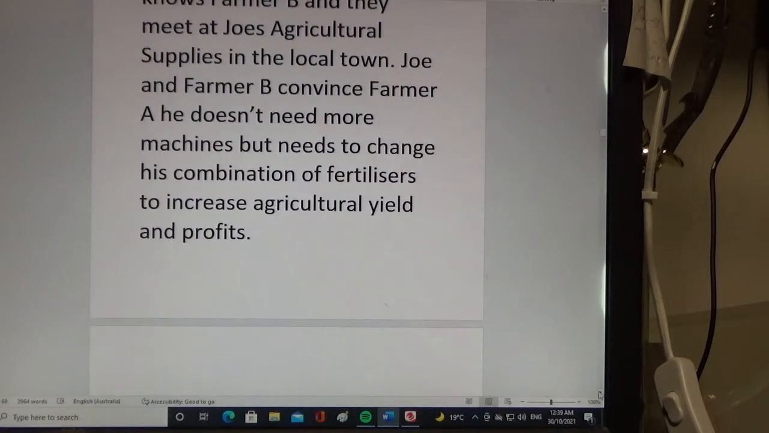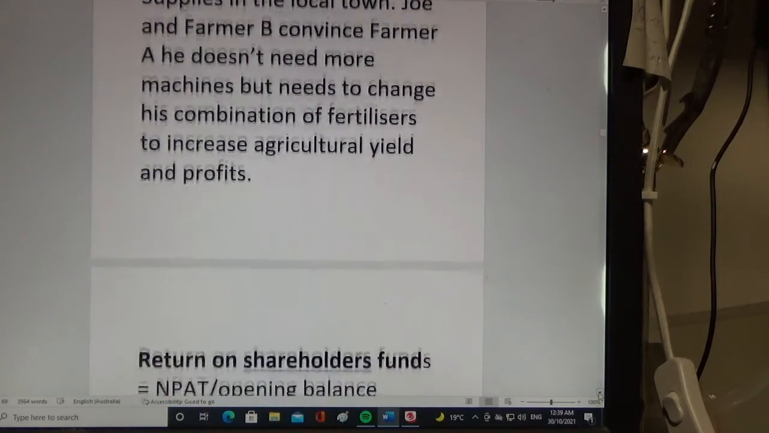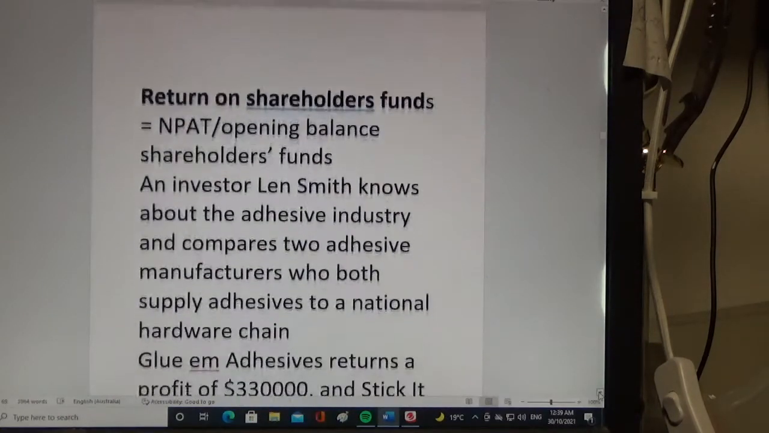So from that ratio, we got a question: well, we're about the same acreage, why is your net profit after tax higher? Well, Farmer B was doing something different, that he was advised by a consultant at the agricultural supply to put fertilisers in a different combination. So that initial ratio prompted thought of an improvement.